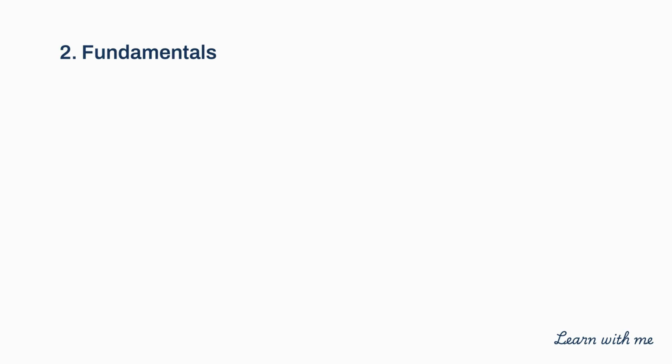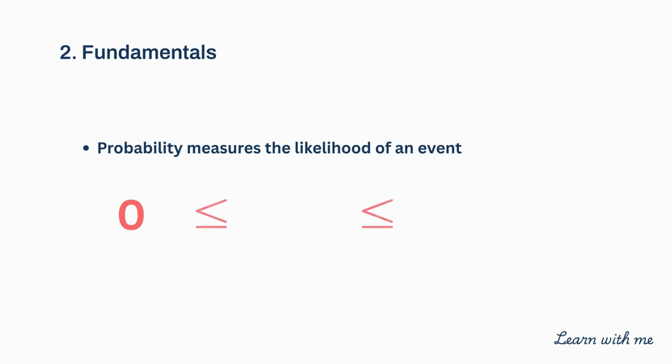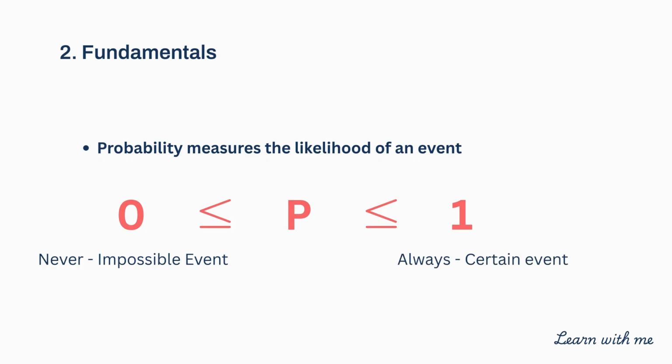Now that we've defined the event space, let's talk about probability. Probability is simply a way to measure how likely an event is to occur. By definition, probabilities are always between 0 and 1. An event with probability 0 never occurs, which means it's impossible. An event with probability 1 always occurs, or it's certain.